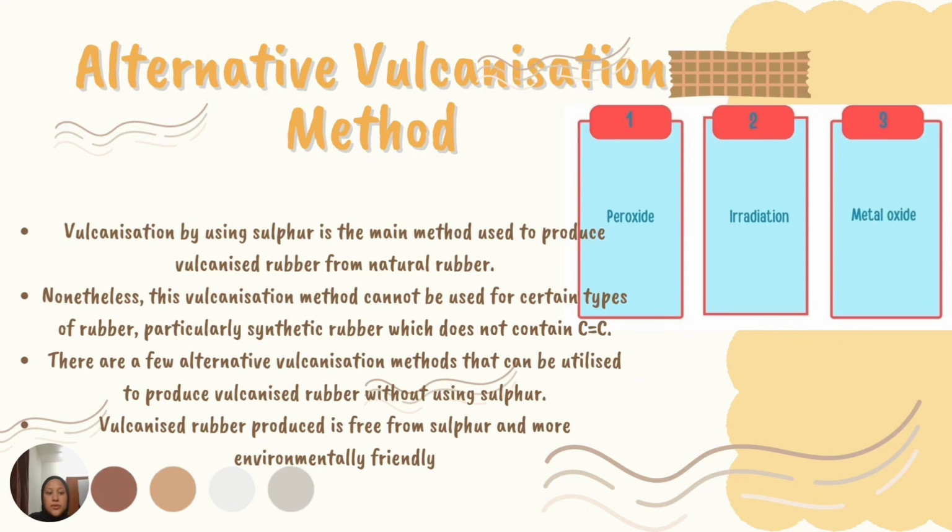So for number two, nonetheless, the sulfur vulcanization method cannot be used for certain types of rubber, particularly synthetic rubber which does not contain C double bond. There are a few alternative vulcanization methods that can be utilized to produce vulcanized rubber without using sulfur. Vulcanized rubber products are free from sulfur and more environmentally friendly.